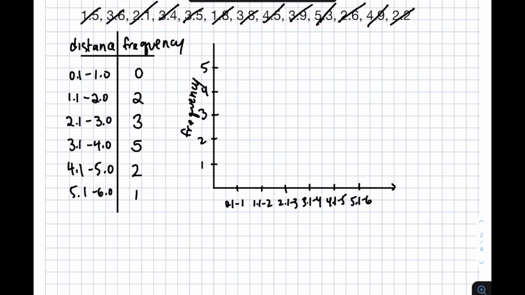the first one has 0, so we don't write anything. The second one is at 2, the third one is at 3, the fourth one is at 5, the fifth one is at 2 again, and the last one is at 1. So this is our frequency histogram.